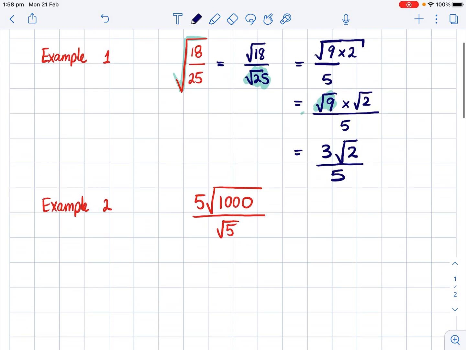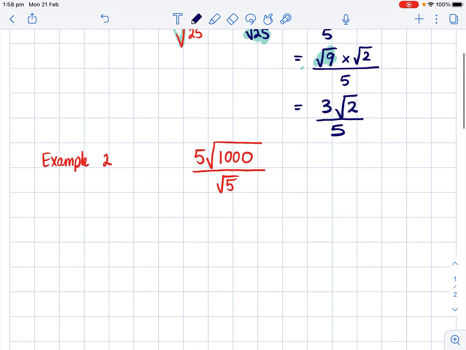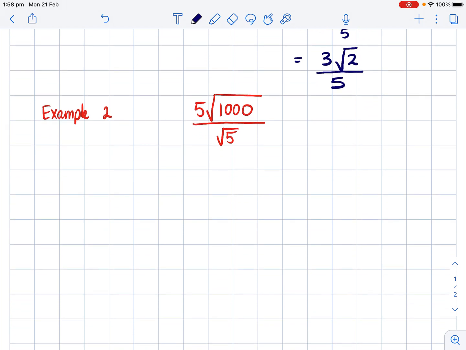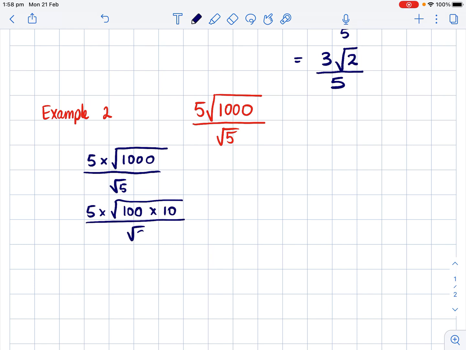Having a look at the second problem, there's two different ways I can approach this. So I'll show you both ways. The first way, I can just look at this problem as 5 times the square root of 1000 divided by the square root of 5. And in this problem, what I notice straight away is, well, I can simplify the square root of 1000. I can make that 5 times the square root of 100 times 10, all divided by the square root of 5.